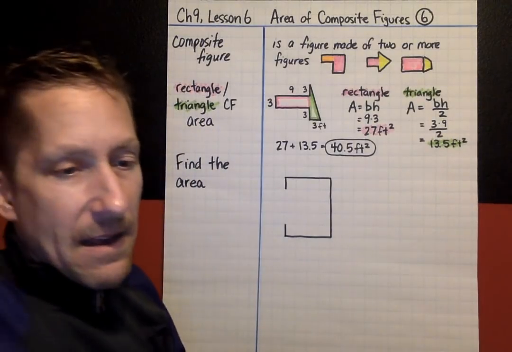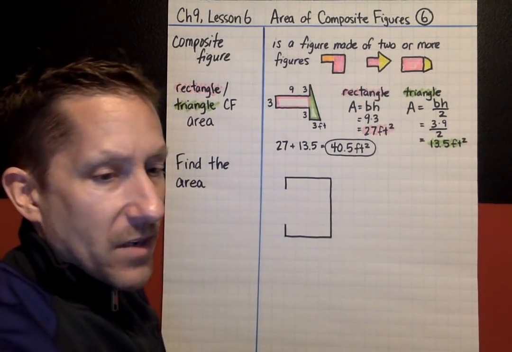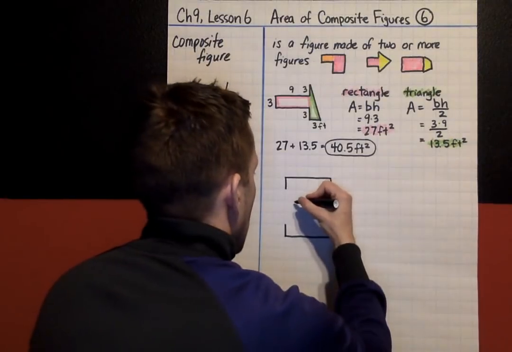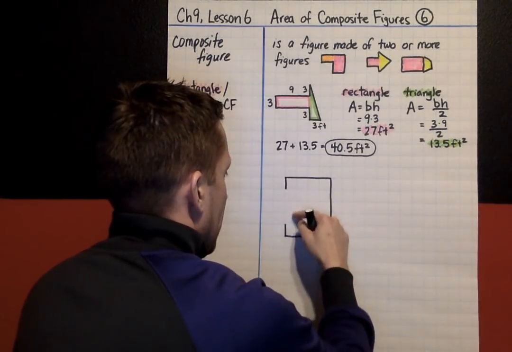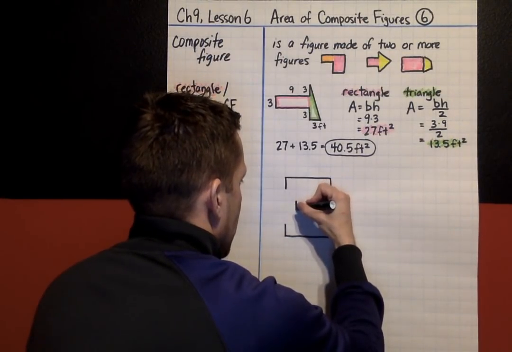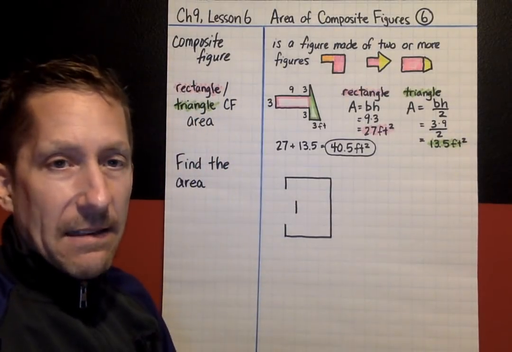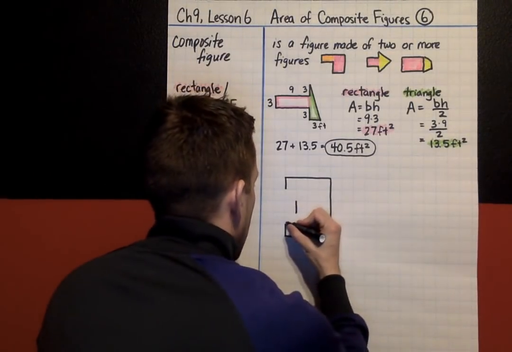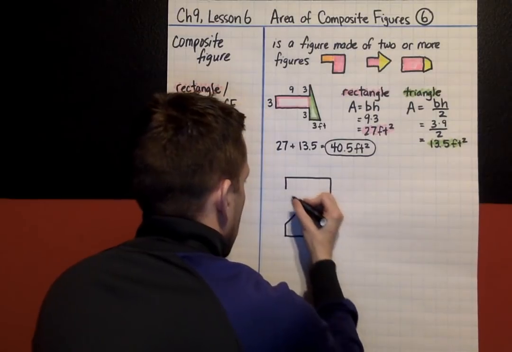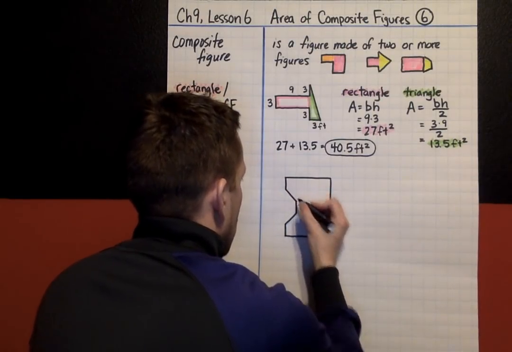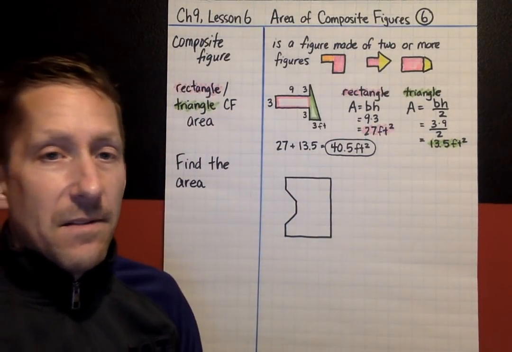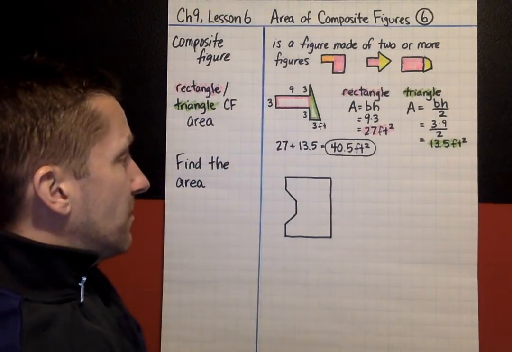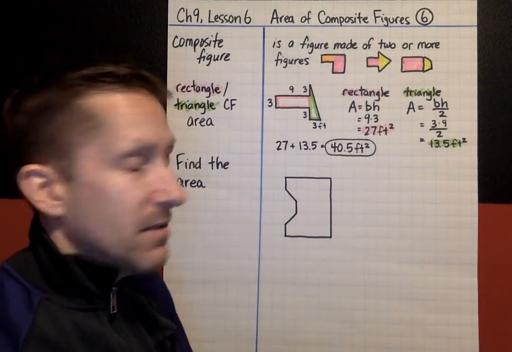it looks like that. And then we're going to skip a line and skip a line right here in the middle, so it looks like that. And then we're going to connect. So that is the area. We're trying to find the area of that figure right there.